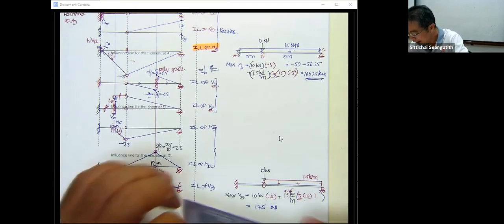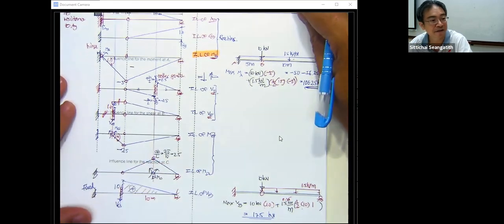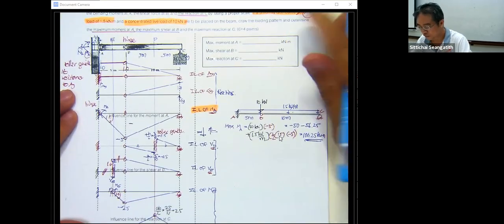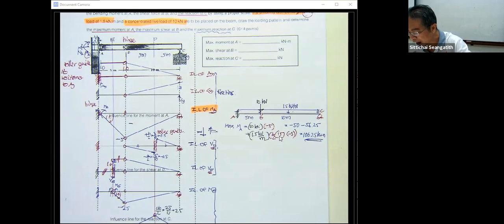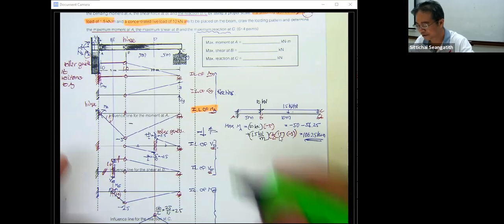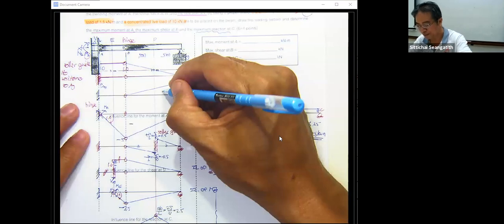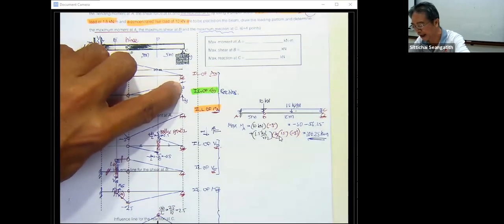Okay. And then they ask us to find another thing, which is the maximum of the reaction at C. Where is the maximum of reaction of C? C sub y. Okay, C sub y is here, and you see this is always positive here, very similar to this, but in the opposite direction. So the 10 kilonewton will act at a different point. This acts at B. This is supposed to act at C.